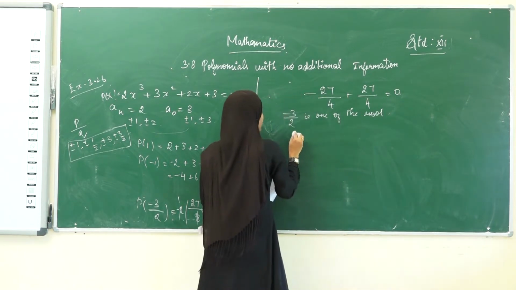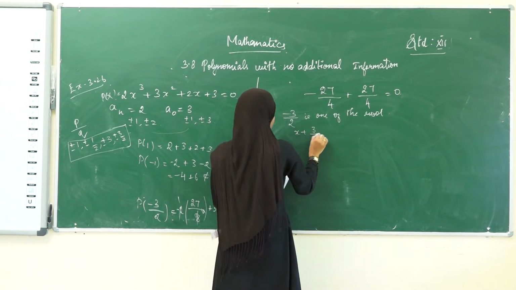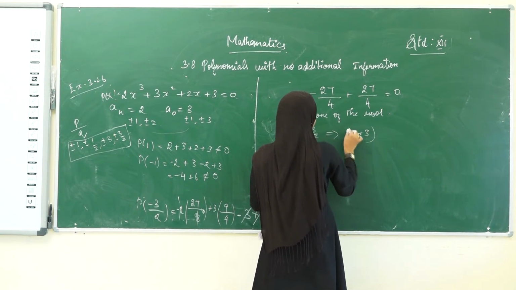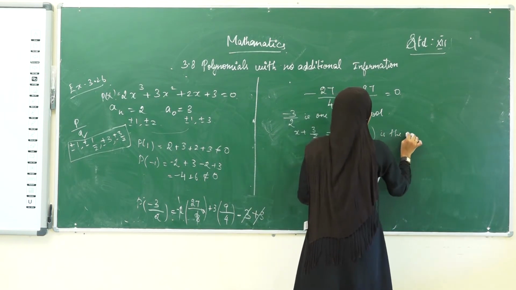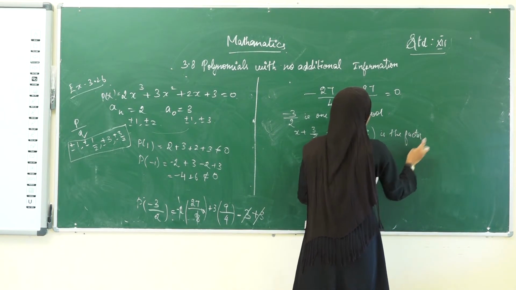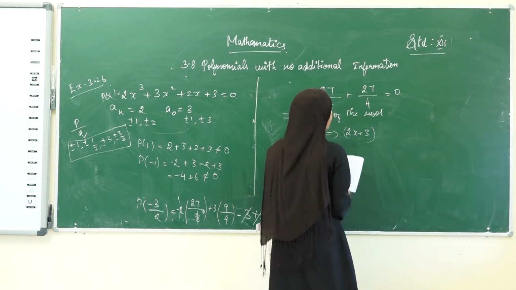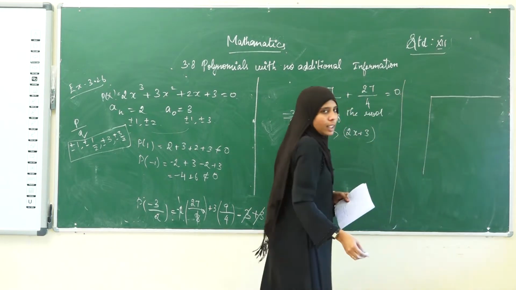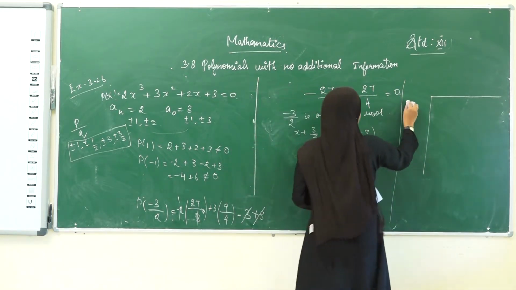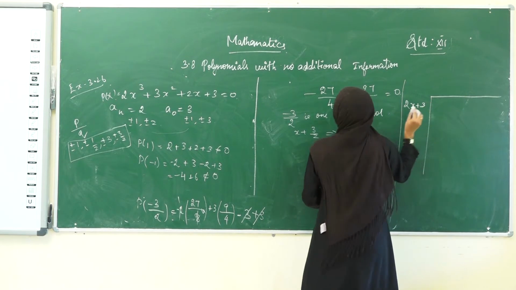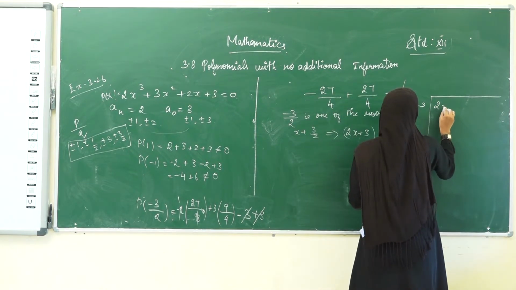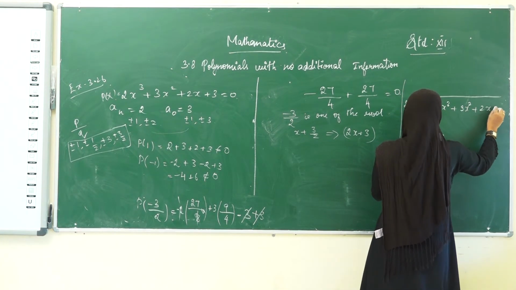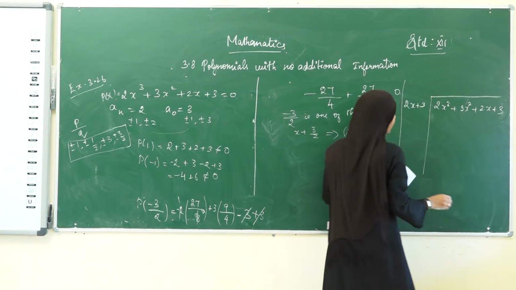So, what's the factor? X plus 3 divided by 2, which is 2x plus 3, is the factor. From this, what are we going to find? Using the long division method, we can find the other two roots. We are going to divide the given equation with 2x plus 3. The given equation is 2x cube plus 3x square plus 2x plus 3. Now do the long division.